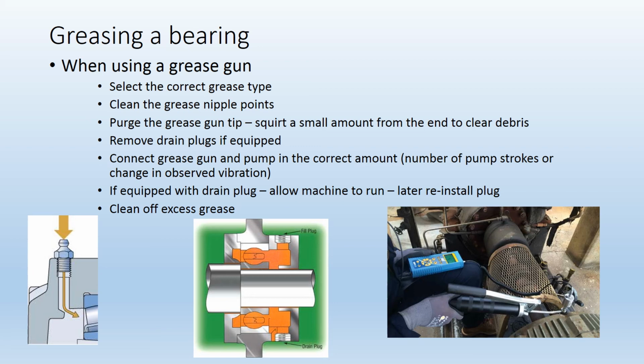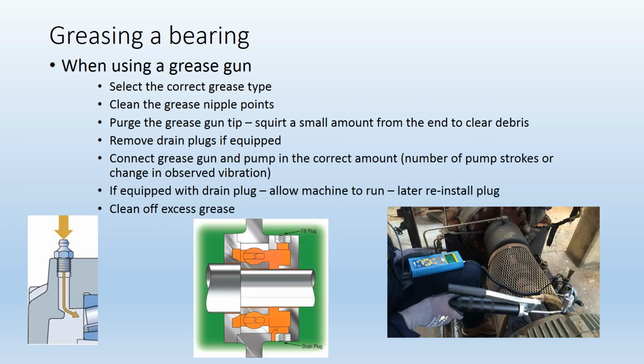If there are drain plugs for the grease points that you're going to be greasing, remove the drain plugs if you have them. Then connect your grease gun onto the nipple and put in the correct amount of grease. In some cases, it may be the number of pump strokes that you're going to be putting in. Sometimes you can use a vibration meter, and what you can do is put in the grease until the vibration level drops down to its normal baseline. That's when the bearing has just the right amount.